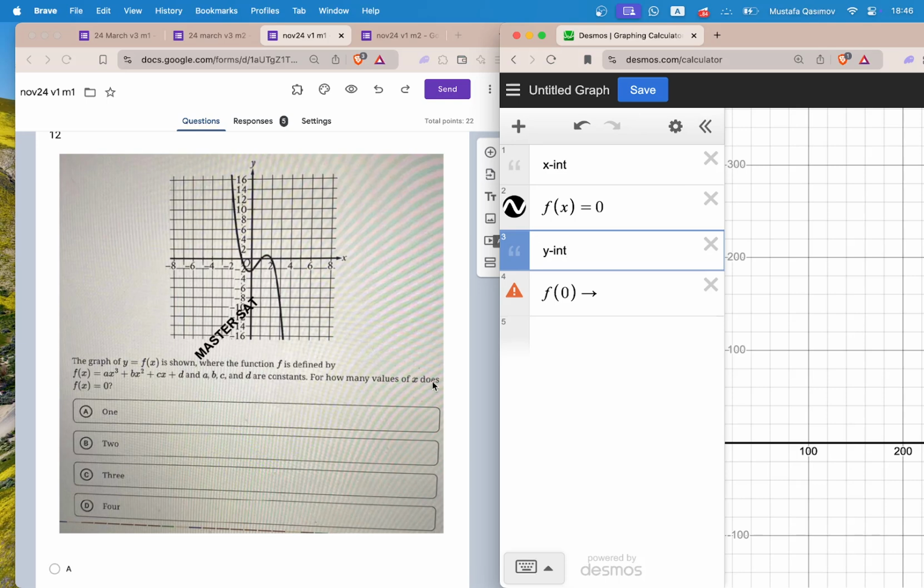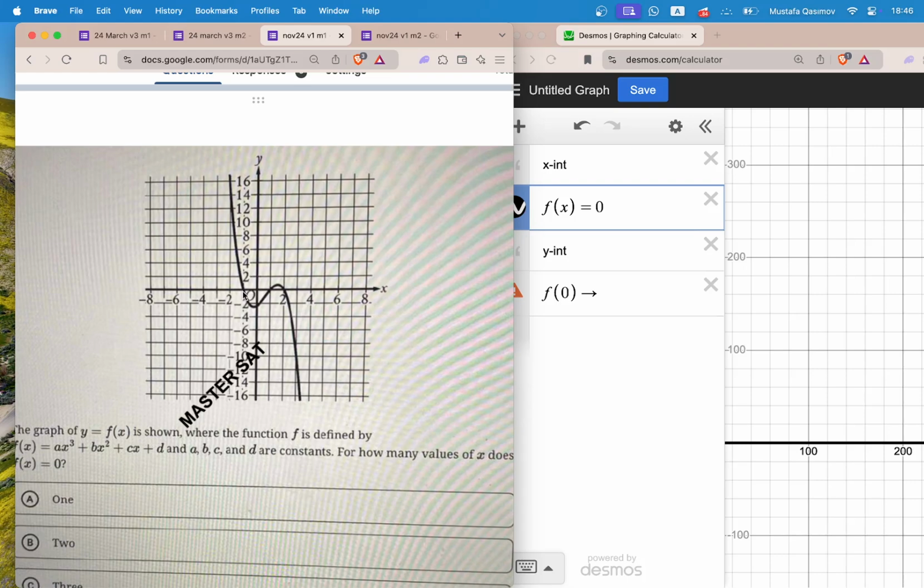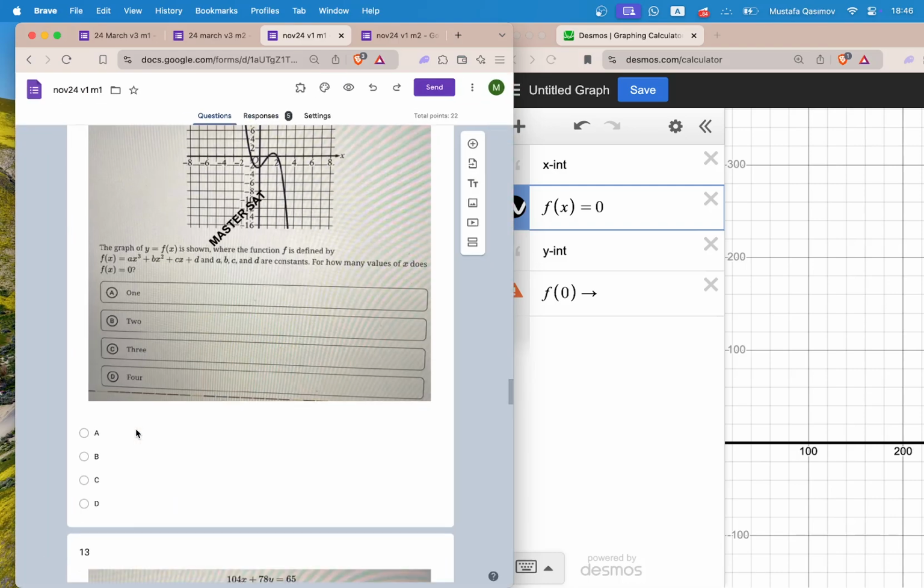For how many values x does f of x equal 0? So it asks what's the number of x-intercepts? 1, 1, 2, 3. The answer is 3, C.